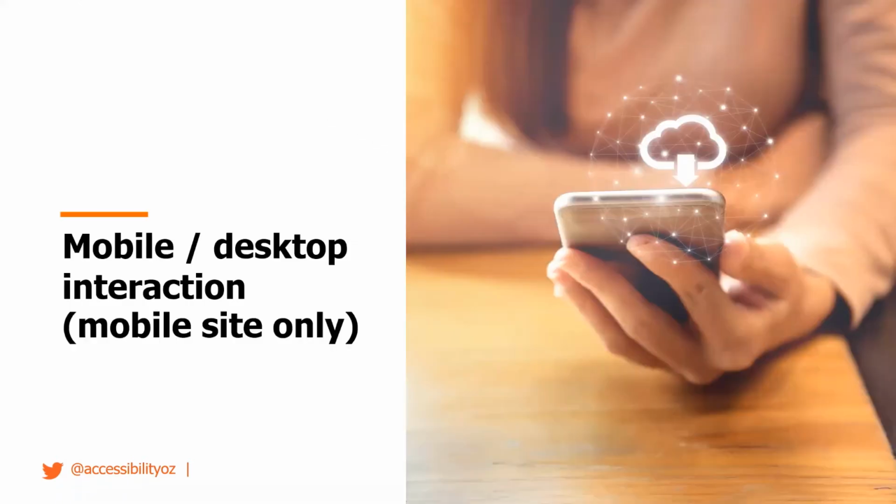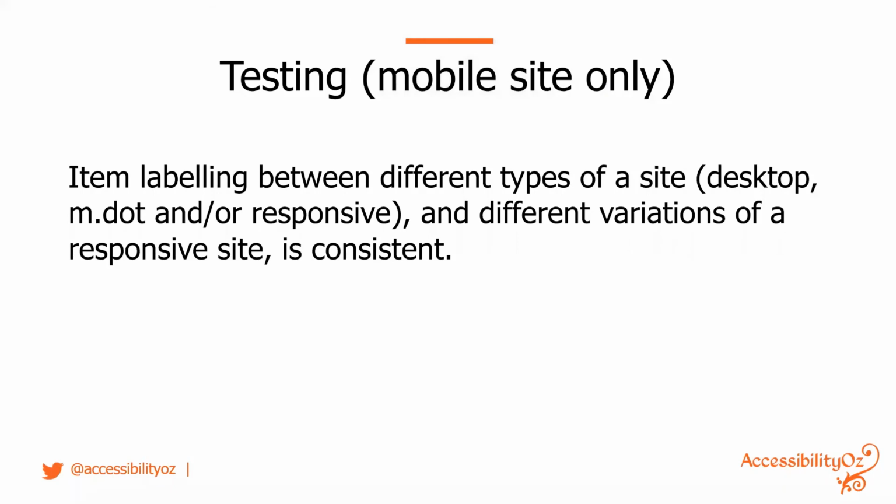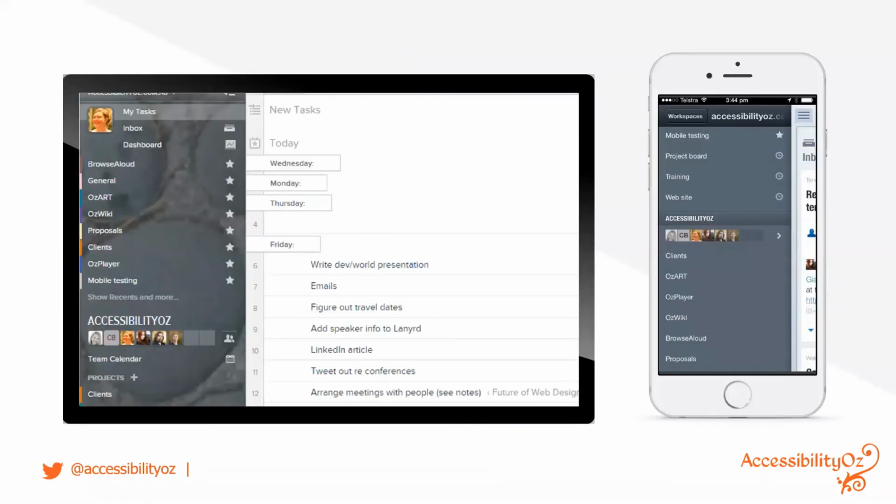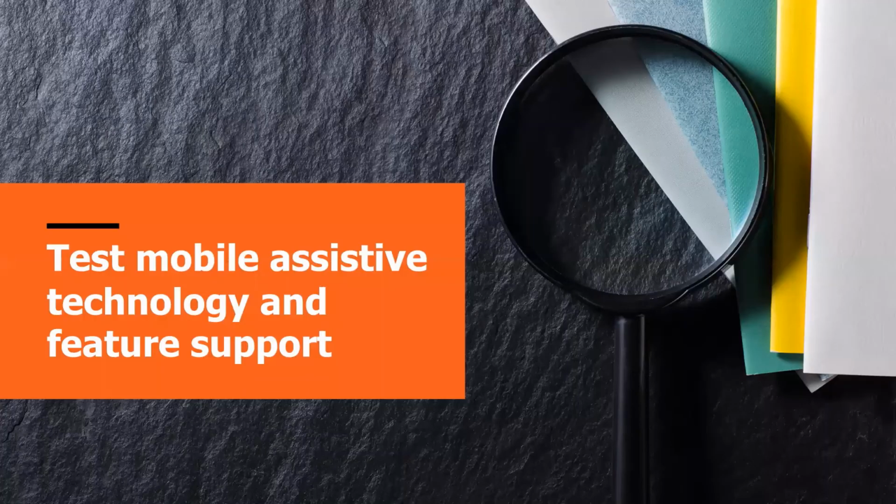And lastly, we talk about mobile desktop interaction, and of course this is only relevant for mobile sites. Item labeling between different types of a site, desktop, and/or responsive, and different variations of a responsive site is consistent. And so this is the Asana example that we talked about before, where you've got My Tasks on the desktop, but you don't have it on the native app. And lastly, we have test mobile assisted technology and features support.